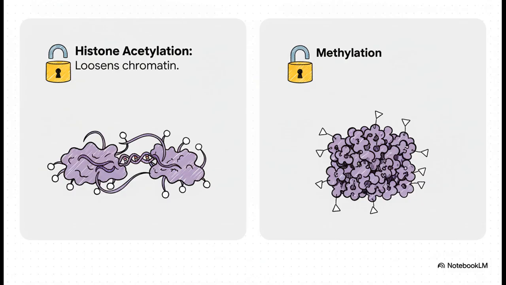The cell uses these little chemical tags on the histone proteins to either open or close the DNA. When it adds acetyl groups, that's acetylation, it tends to loosen up the chromatin, making it open so genes can be turned on. On the other hand, adding methyl groups, methylation, usually does the opposite. It compacts the chromatin, making it closed and turning genes off.